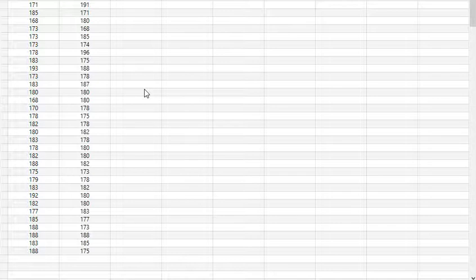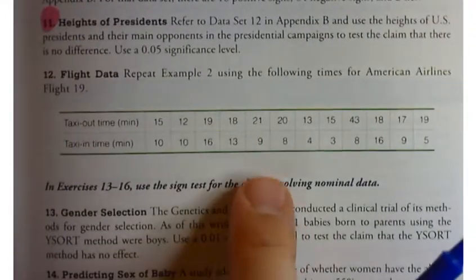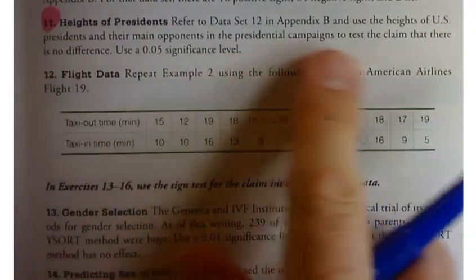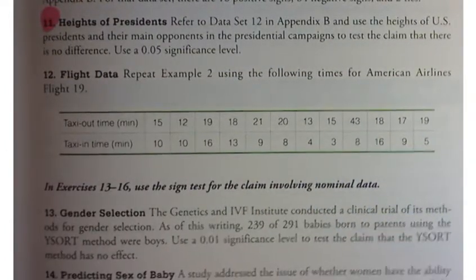We're going to set up essentially the same kind of hypothesis test that we did before. And that is, we're going to test for a median difference of 0. Yeah, so this is problem number 11. If you look there, down here we want to test the claim that there is no difference. So median difference of height of 0.